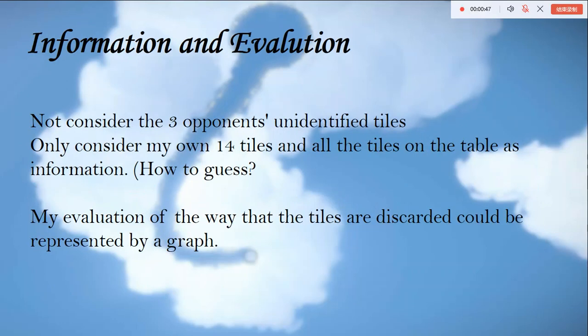Notice that the calculation method did not consider the three opponents' unidentified tiles, but only considered my own 14 tiles and all tiles on the table as information. This is obviously lazy, but I did not think of any good way to guess the other three opponents' unidentified tiles. My evaluation of the way that the tiles are drawn and discarded could be represented by a graph.